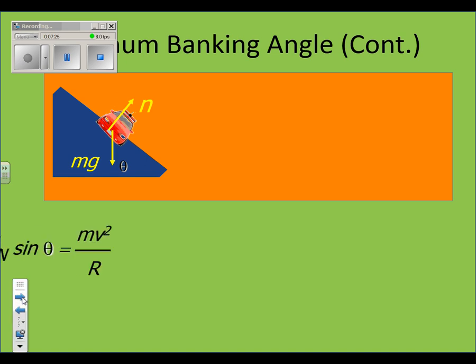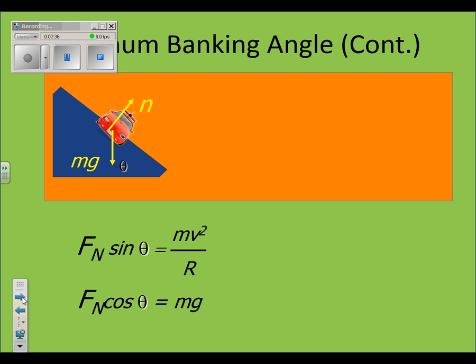So on my banking angle, moving forward again, I can say that my x value was my normal force sine theta equals mv squared over r. And then I could say my y value would be my F of n cosine theta equal to my mass times my gravity. Well, we saw these similar when we did our conical pendulums, and I talked about those.